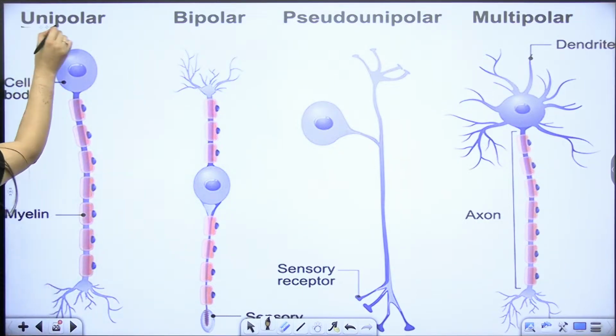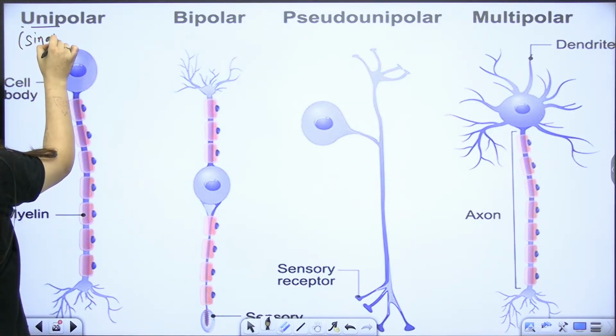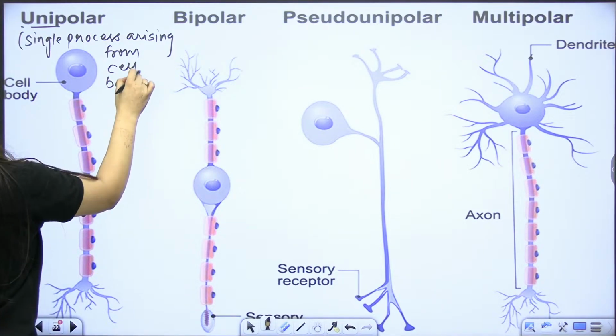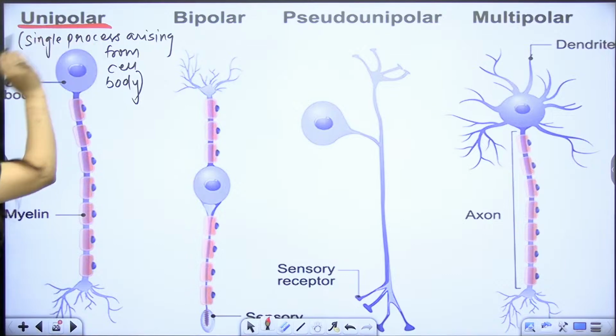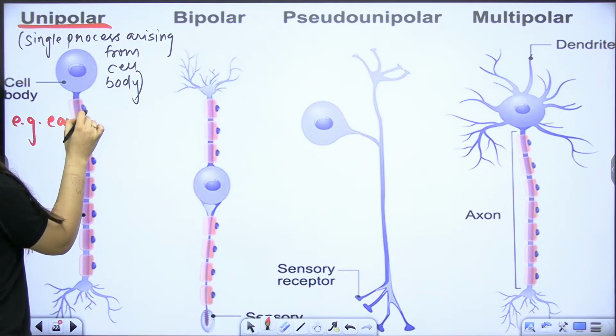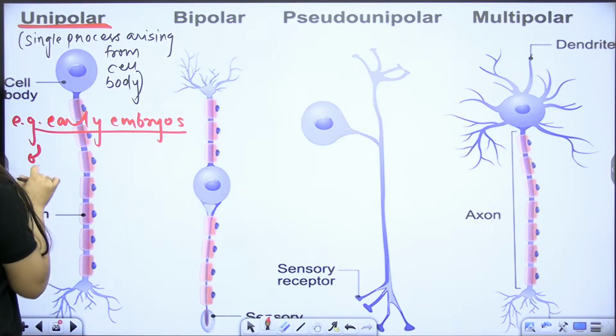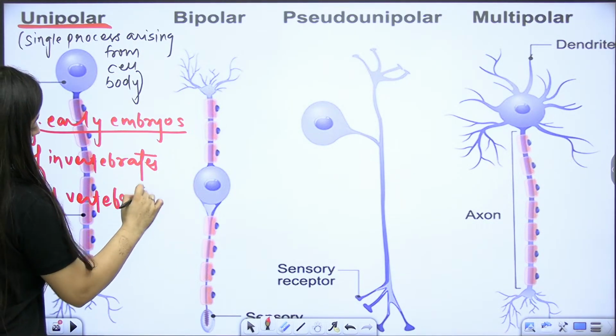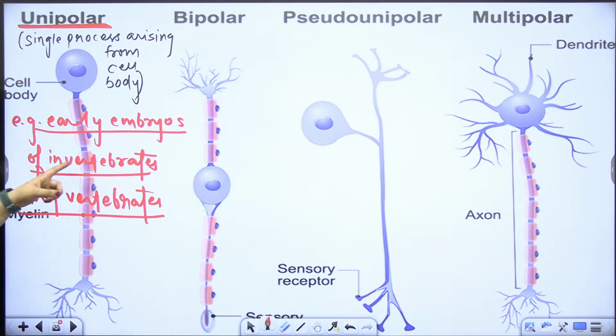When it is unipolar, uni means single, which means from the cell body there will be only one process. These unipolar neurons have a single process arising from the cell body. When there is a single process arising from the cell body, it is the unipolar neuron, and we are going to see this in the case of early embryos of invertebrates and vertebrates. So examples are important. Any doubt?